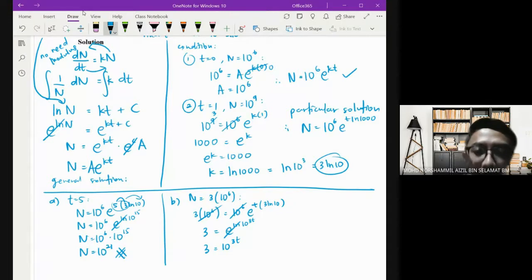Macam mana? How do we calculate this one? How to find T? Macam mana nak buat ni? Ingat lagi tak? Add on apa dah? How to get T, guys? Ni basic kan? Log indices.